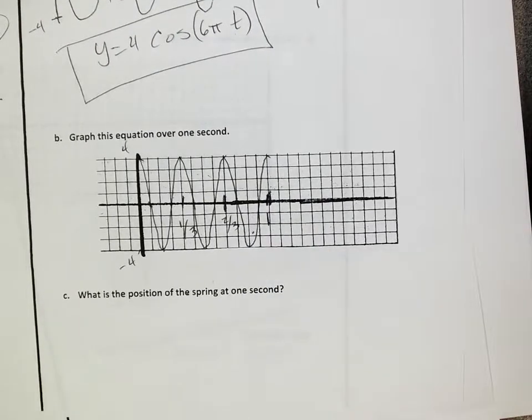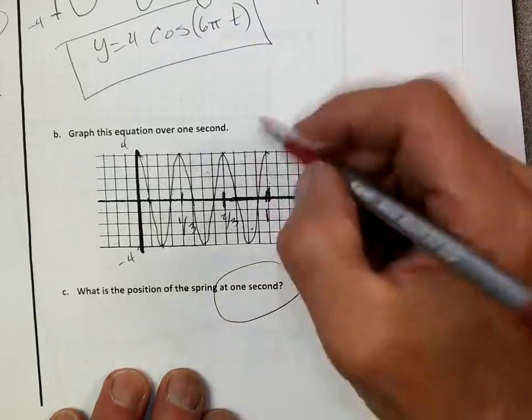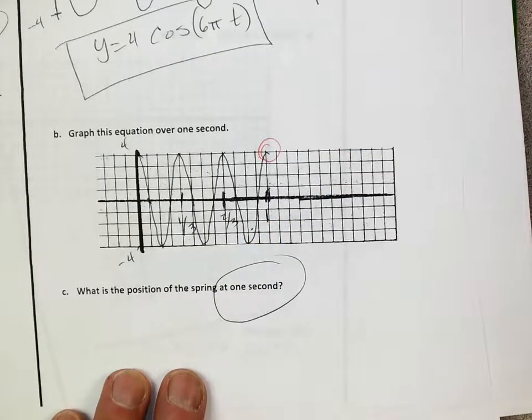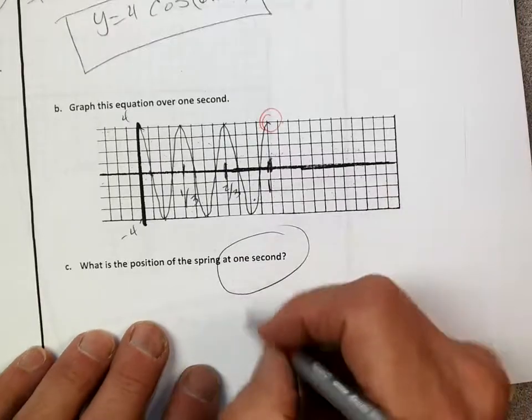Am I going too fast? Maybe. Okay, now, at 1 second, where is it? Well, it's exactly right here. We know it's at a height of 4. You agree with that? So it's going to be at 4 centimeters.